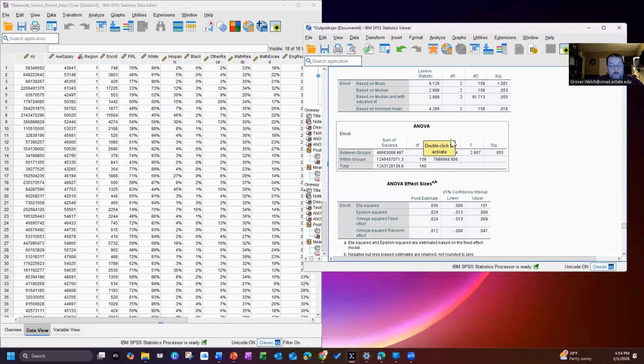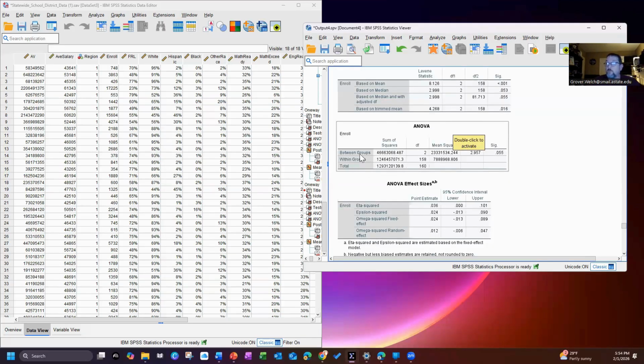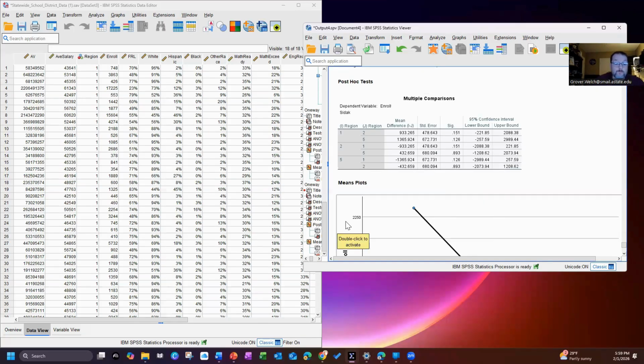Looking at the ANOVA table, I can identify the three key values: between the groups, within the groups, and the total. The F statistic for between the groups was 2.957. The degrees of freedom are 2 for between groups and 158 for within groups. All right, so now my APA style reporting.